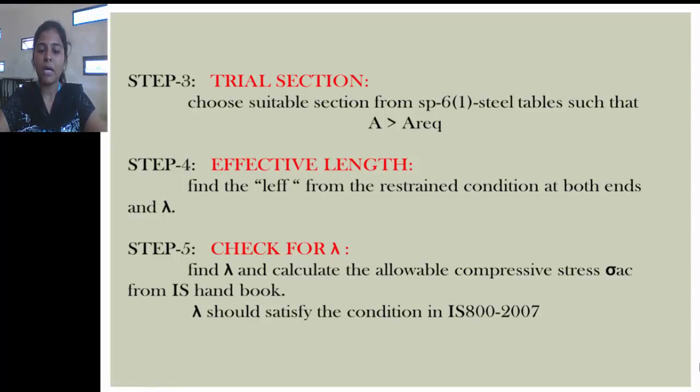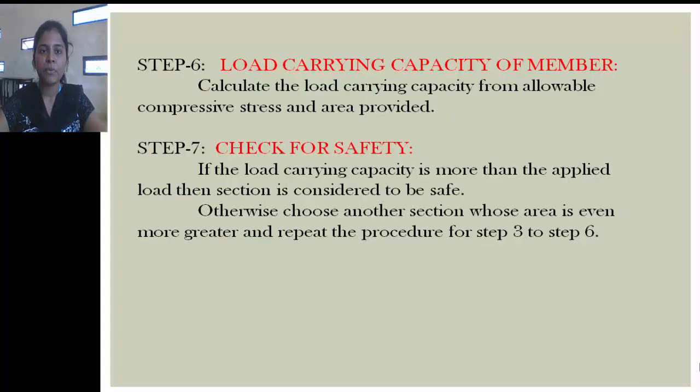finding the lambda and calculating the allowable compressive stress sigma AC from the IS handbook. So lambda should satisfy the condition that is provided in IS 800:2007. Step 6 is the load carrying capacity of the member. We have to check whether the load carrying capacity of the member can bear the load that is provided. So calculate the load bearing capacity from the allowable compressive stress and the area provided.